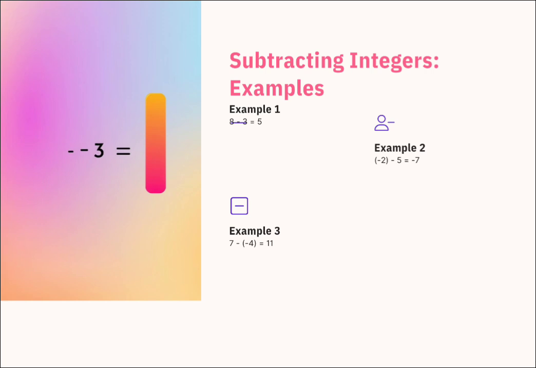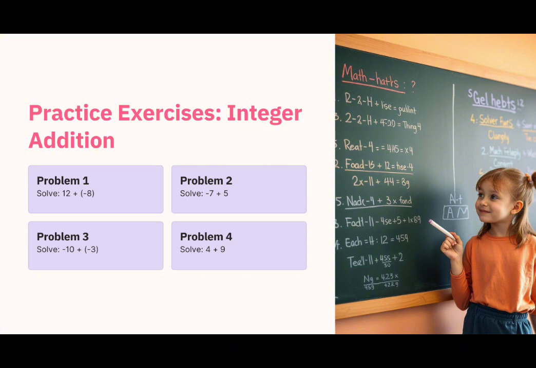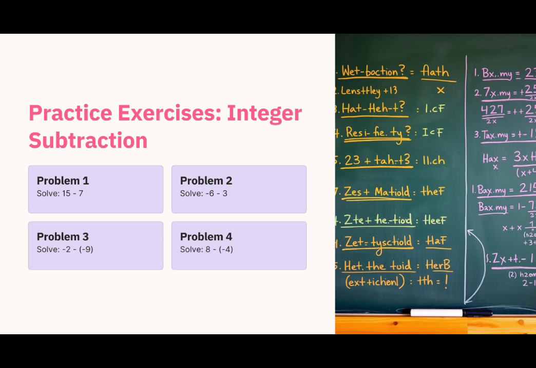Example 3, 7 minus negative 4 equals 11. Start at 7 on the number line and move 4 units to the right. The final position is 11. Here are several examples of practice questions on adding and subtracting integers that you can do.